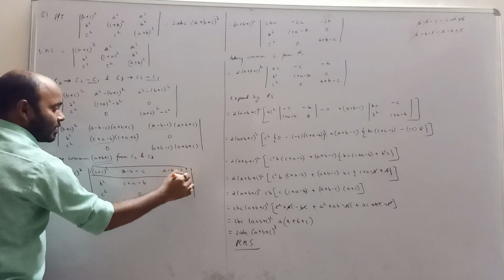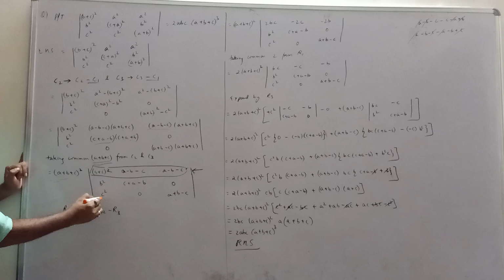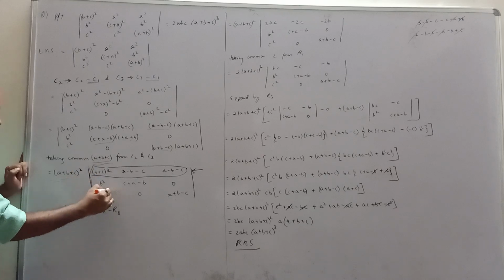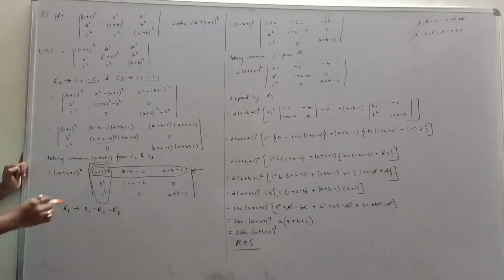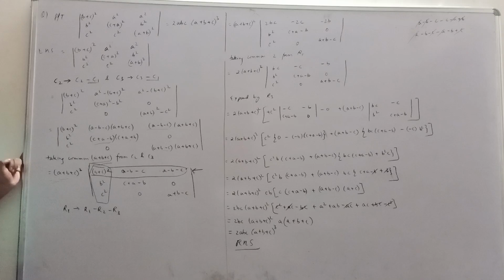You understand, class? Okay. Similarly, which column doesn't have any zero? This column. C1 doesn't have any zero. So I will try to change C1. इनसे माइनस करके देख लूंगा. Okay. So now next question.